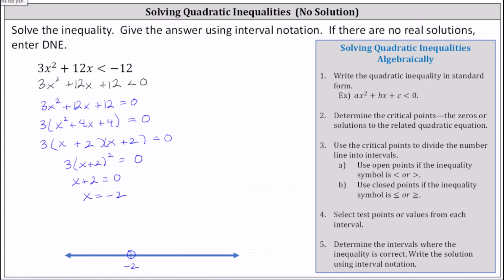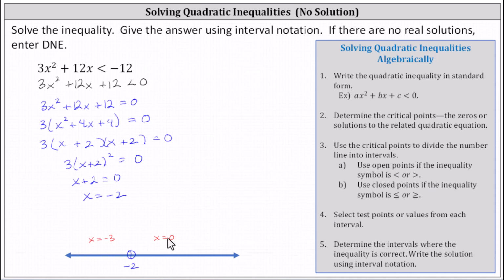Step 4, we now select test values or test points from the intervals that we created by plotting an open point on negative 2. To the left of negative 2, we'll use x equals negative 3. To the right of negative 2, let's use x equals 0. And now we substitute the test values into the inequality to see whether the inequality is true or false at these values. If the inequality is true at the test value, the entire interval is true. If the test value is false, the entire interval is false.